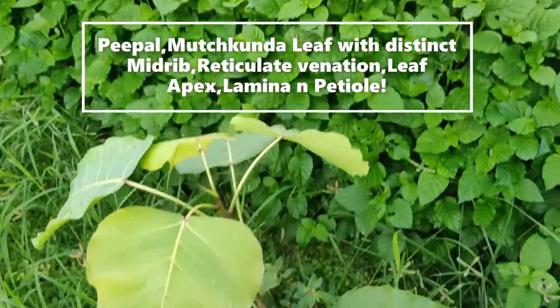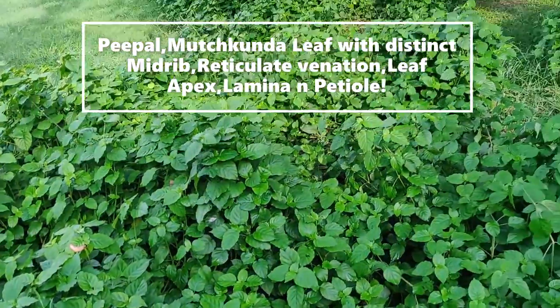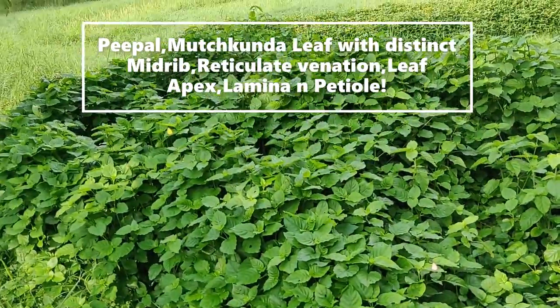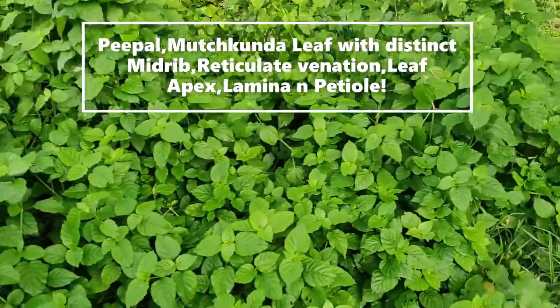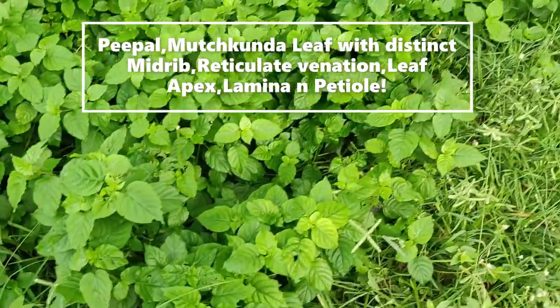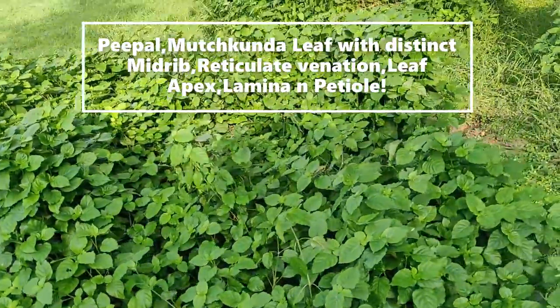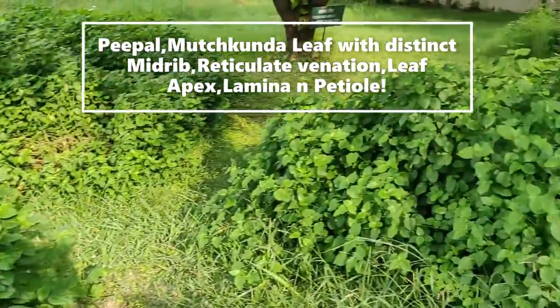You can see in other plants also, like this Muchkunda plant, it is also having reticulate venation in the leaves. So like this you can see around yourself and try to identify what is the venation of the leaves, what is the type of root in the plant.